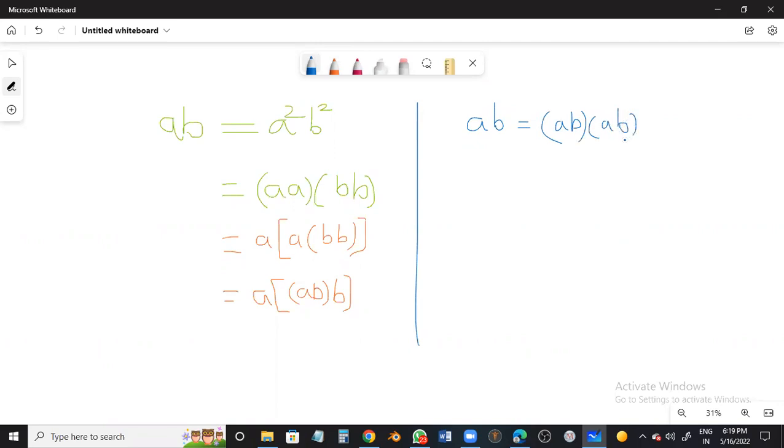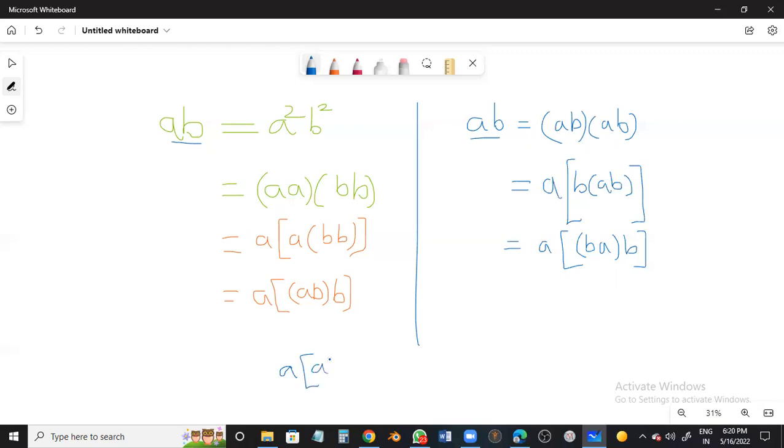Again, you use associativity twice. So A is kept as it is in the bracket, and I have engaged this B here. Nowhere are we changing order, we are only using the property of associativity. So what do I get over here? Inside, BA into B. And now both are the values of AB, so we have to equate them.